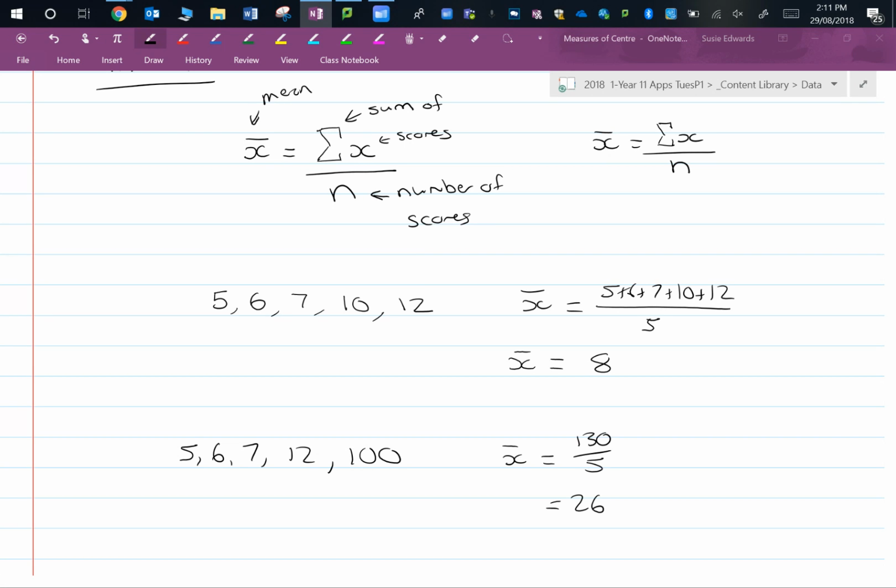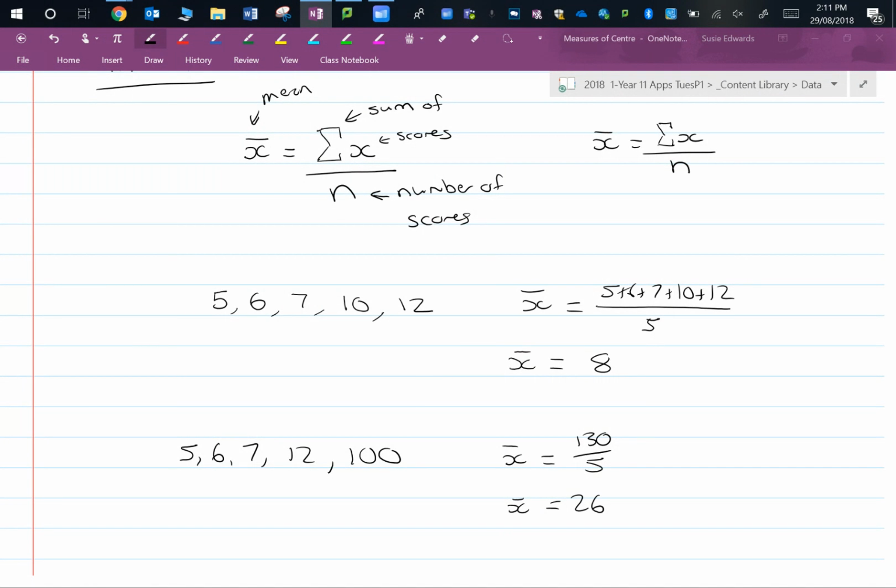So this is where, when we ask you a question about what the best measure of centre is, sometimes if there's an outlier, the mean's not the best measure of centre, because really 26 is nowhere near the middle of those numbers. It's getting closer to the outlier. Right?